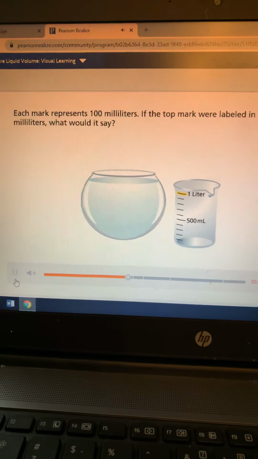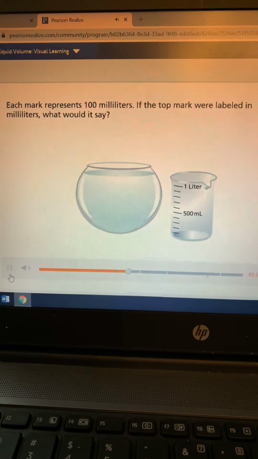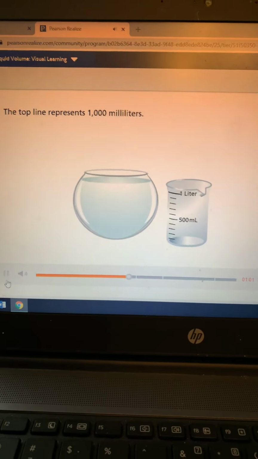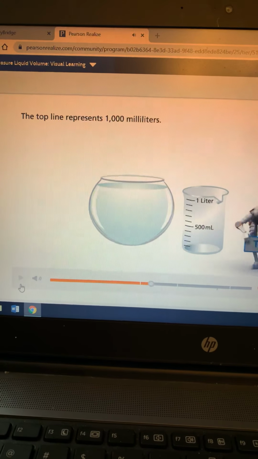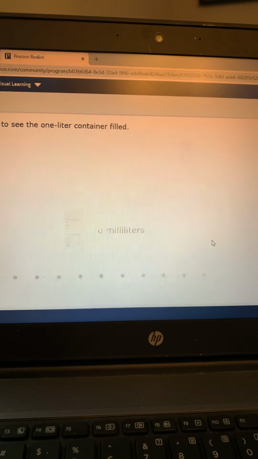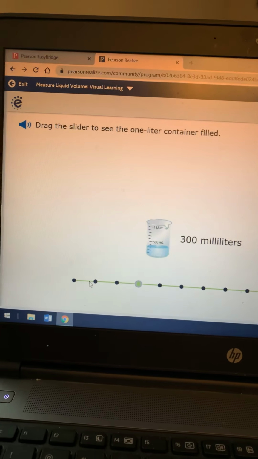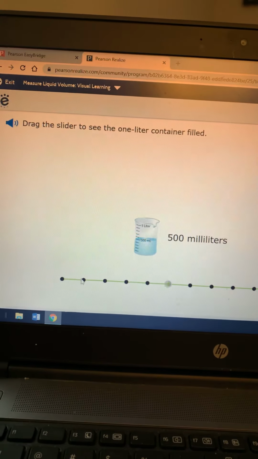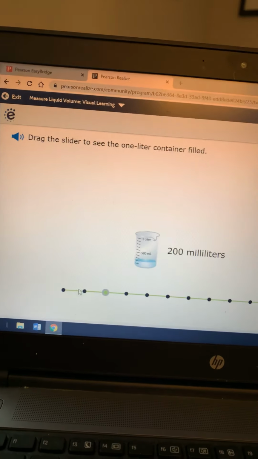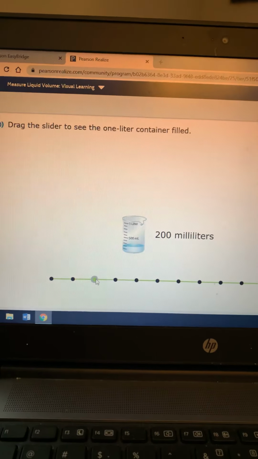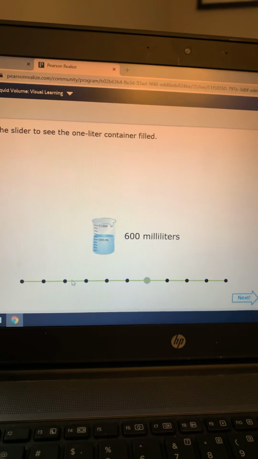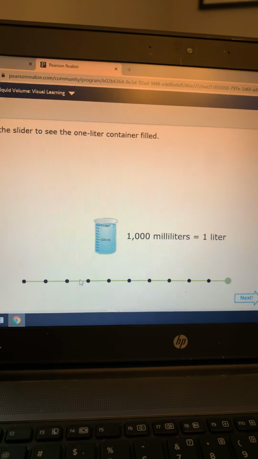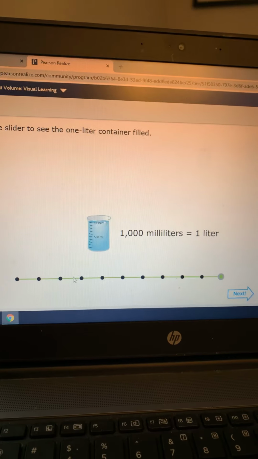If the marks were labeled in milliliters, what would it say? Well, we just talked about it. It would say 1,000. The top line represents 1,000 milliliters. So 100 milliliters. Oh my goodness, the sensitivity. 200. Watch as it goes up. 300, 400, 500, 600, 700, 800, 900, 1,000 milliliters equals 1 liter.